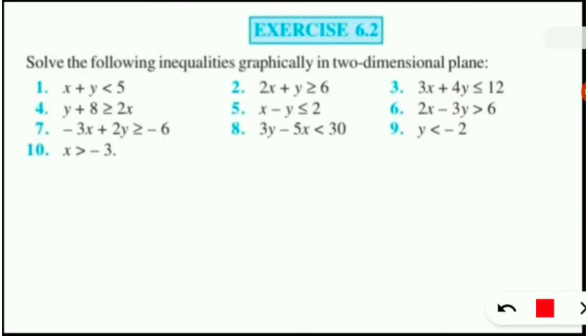Now exercise 6.2: solve the following inequalities graphically in the two-dimensional plane. Clear? There are a total of 10 questions. Here we solve only question number 3, after that 5, after that 7 and 8, and the remaining are homework. Okay, now question number 3.